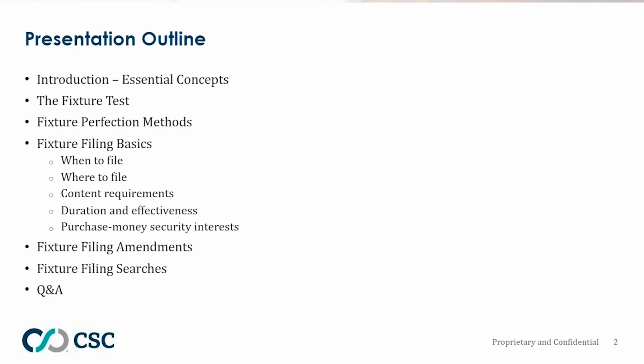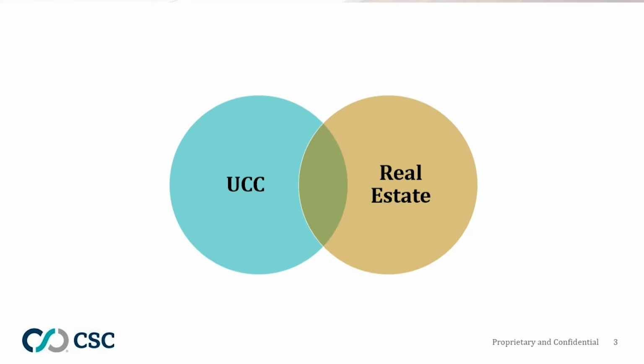And why are fixtures so confusing? Well, part of it is because there's an overlap between the UCC, which governs security interests in personal property, and real estate law, which governs interests in real property. And there's that overlap, and that's what we're looking at today, the goods that fall into that overlapped area. So there are some essential concepts to understand about the UCC and fixture filings in general.